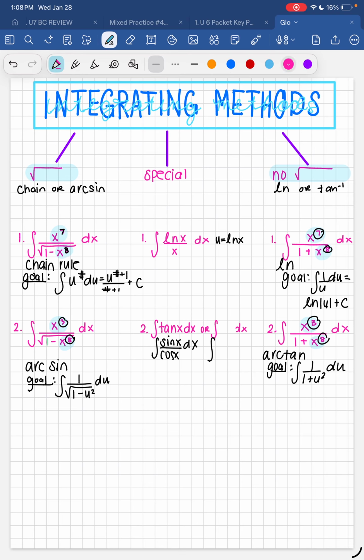And then if it's cotangent, you're going to turn that into cosine over sine. I didn't do that to you guys on the test tomorrow, but just so you know, that's how you would do it. And then they would both become ln integrals. So both of these would be ln integrals. U would be the denominator, and then it would become an ln integral.